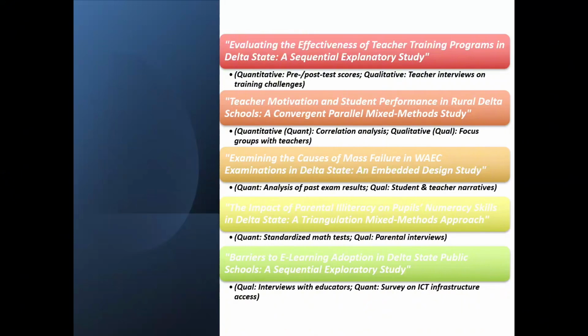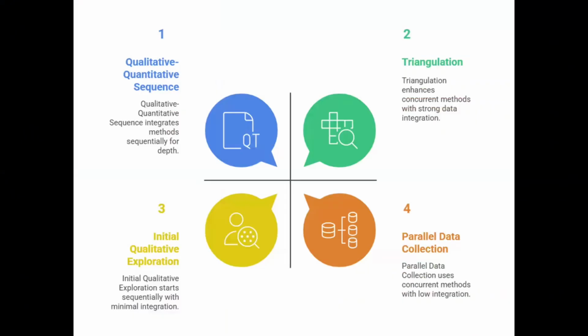Then the other ones are there: the impact of parental literacy on people's numerical skills in Delta State. Then you have the barriers to e-learning adoption in Delta State public schools. So you can see that we have what we call qualitative, quantitative. We are looking at the approaches.